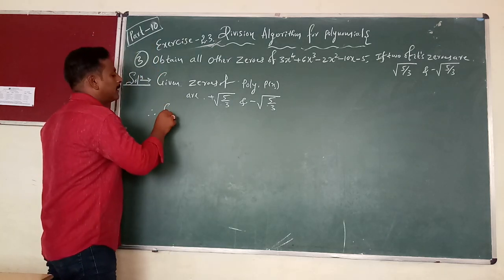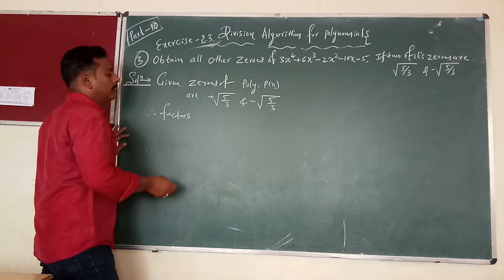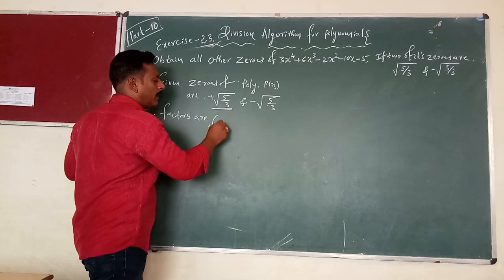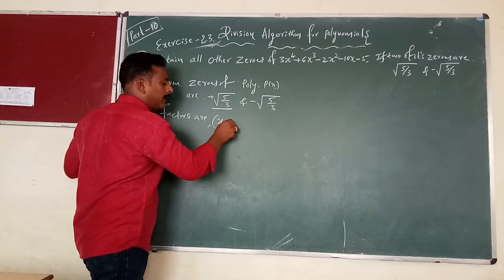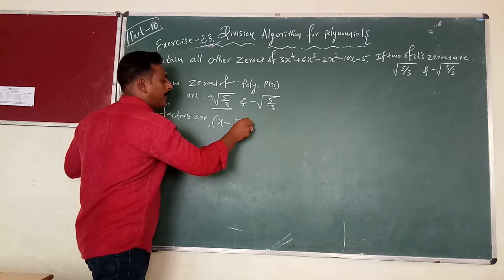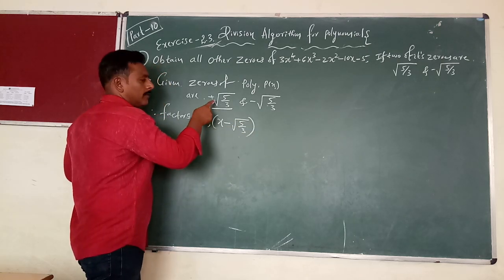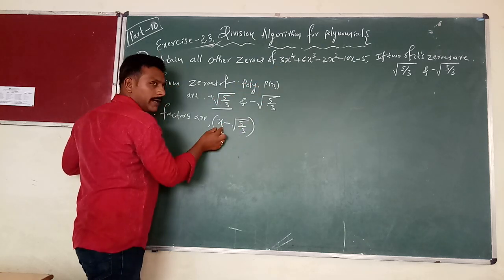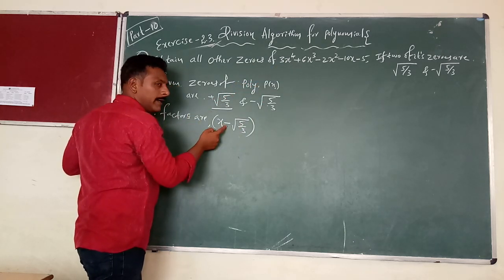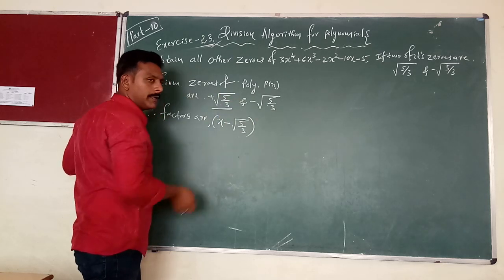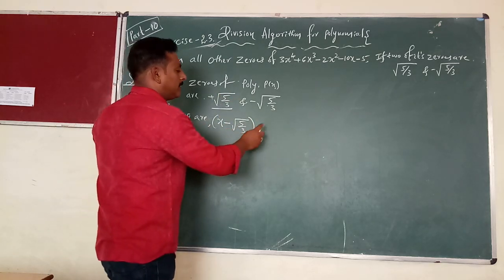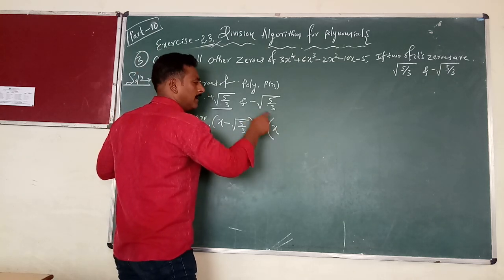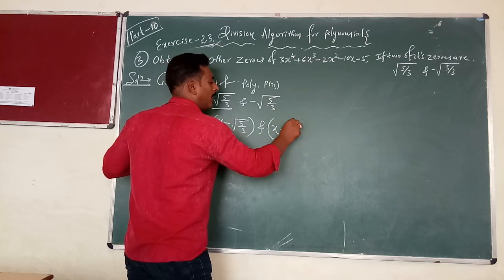Therefore factors are x minus root 5 by 3. As it is plus, you have to make it a minus and write the same number, root 5 by 3. And another bracket, the variable is x, minus you make plus, and root 5 by 3.